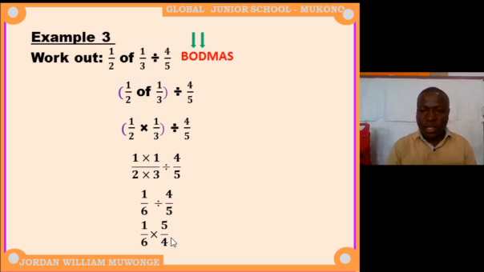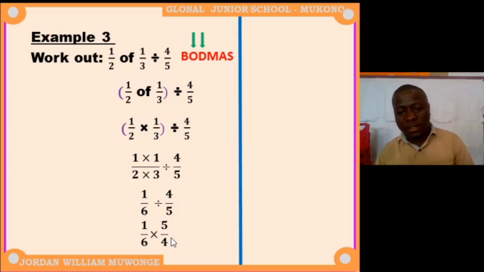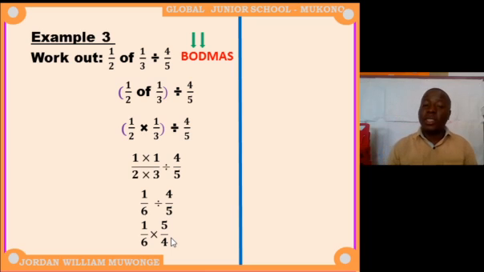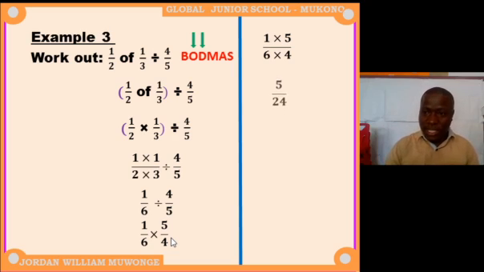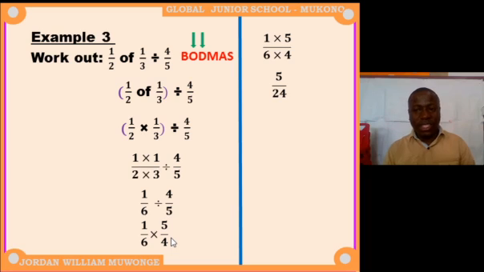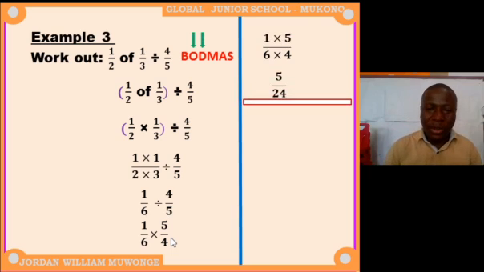Having reached this step, boys and girls, it's now multiplication. It has become multiplication of fractions, whereby we shall multiply numerators alone. 1 times 5. Denominators must also be multiplied alone. 6 times 4. 1 times 5, what do you get? 5 out of 6 times 4, it's 24. And that marks the end of our example 3.